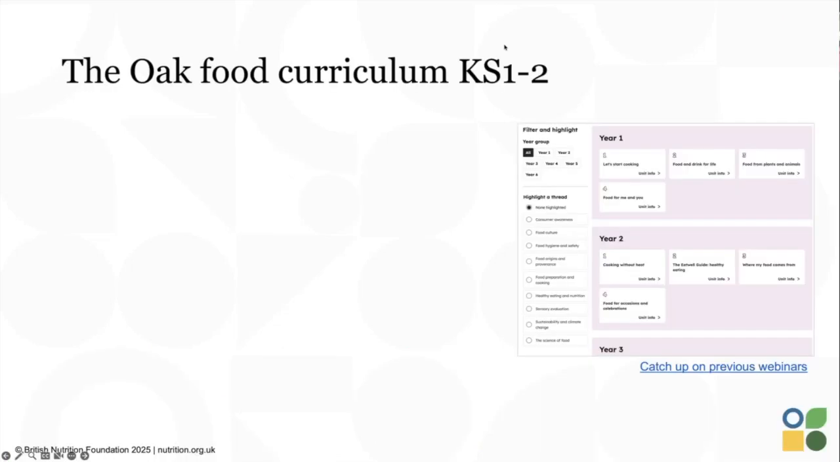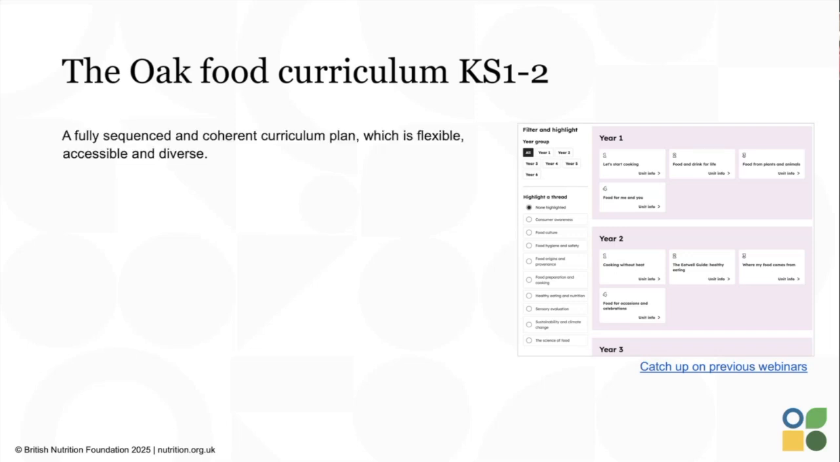Thanks ever so much, Frances, and good afternoon, everybody. Thanks for joining us, and those people that are catching up on catch up as well. So a quick overview, first of all, of what's in the Oak food curriculum for Key Stages 1 and 2. Essentially, there's a lot for you. It's a fully sequenced and coherent curriculum plan, which is, we believe, accessible and diverse. If you want to find out more detail about how the curriculum was developed and the different policies, there's another presentation that's been recorded. Tonight is a very quick overview because we've got so much to cover.